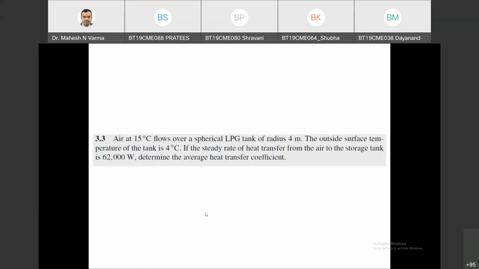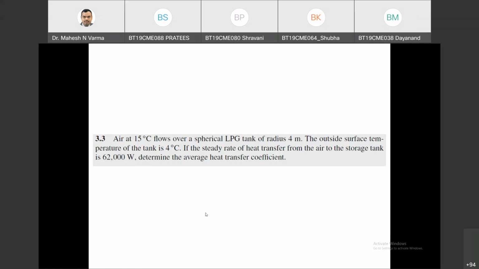Now air at 15 degrees Celsius flows over a spherical LPG tank of 4-meter radius. So outside the temperature of the tank is 4 degrees Celsius. So wall temperature is given, bulk temperature is given, and rate of heat transfer is given. Now what will be the area of the sphere? What will be the area considered here? First of all, surface area for heat transfer.